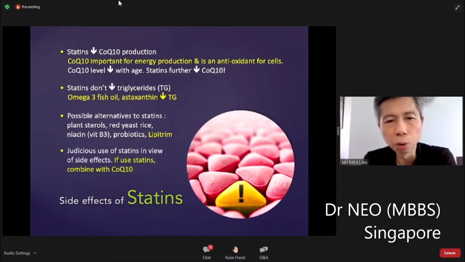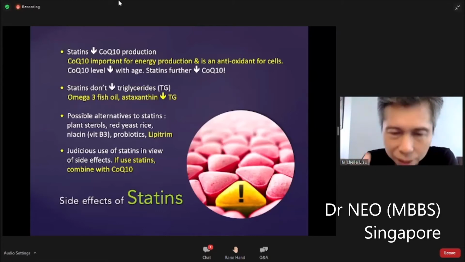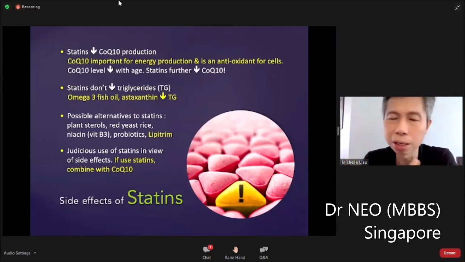So in view of all these side effects, you've got to use statins judiciously. If you have to use statins, please take coenzyme Q10 supplements. This to me is non-negotiable, for the very reasons I just explained.